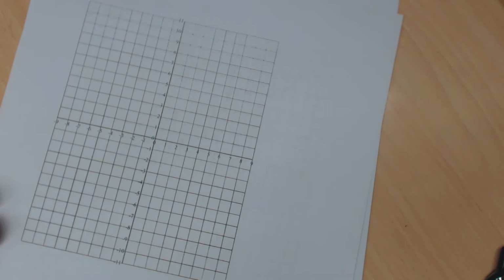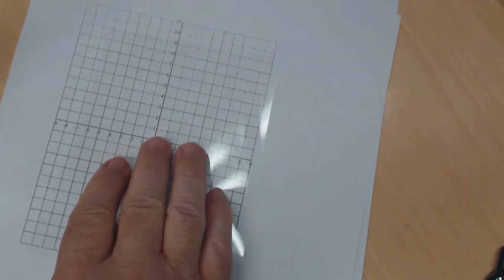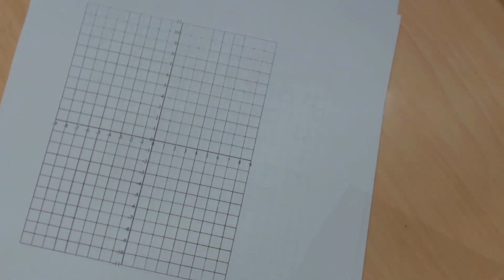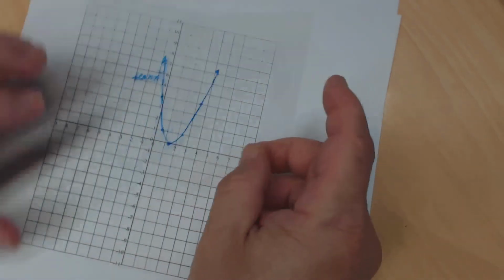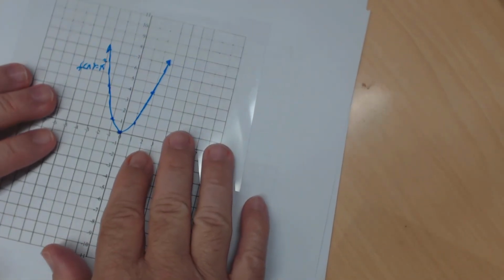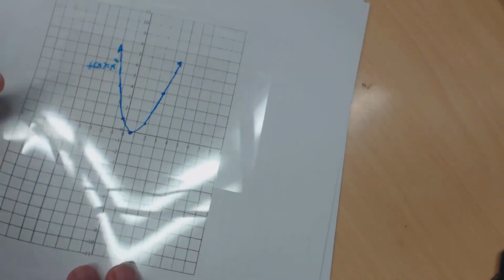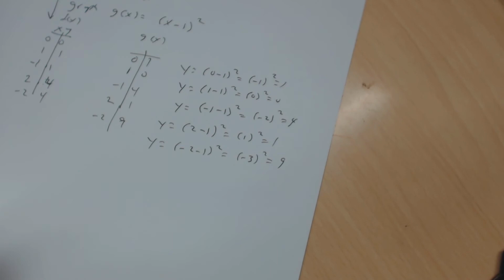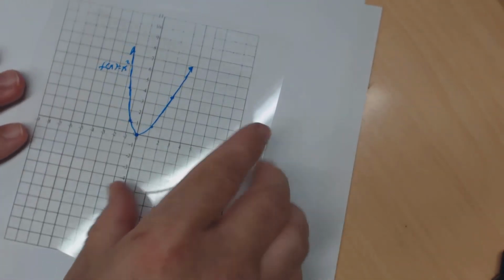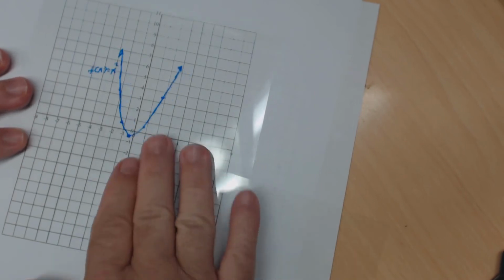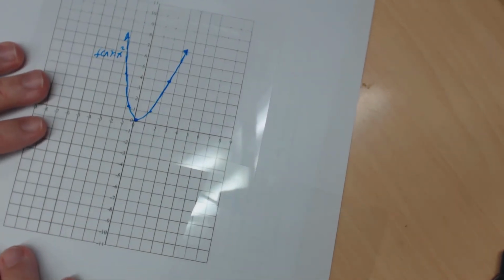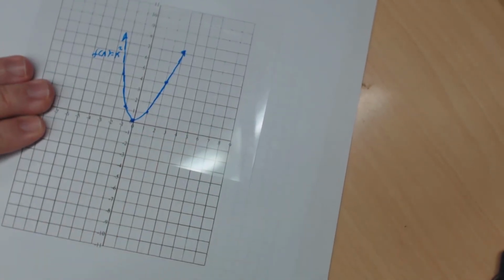Alright, so I am going to graph my parent function first. Here's my parent function, okay? And then from here, I'm going to take this off so I can read the points. Alright, so here's my parent function, right here. Okay, so that's f of x.